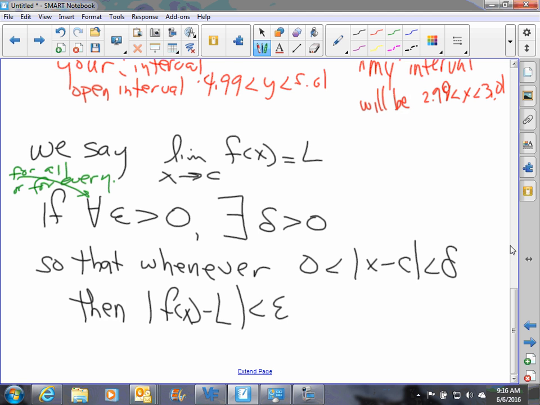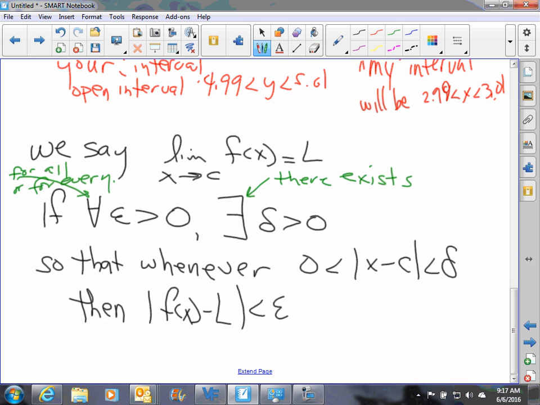The upside down A is what we call the universal quantifier. It works for all. So what we're saying here is this works for all epsilons greater than 0. Any number you choose greater than 0, it's got to work. And this is the existential quantifier, which basically asserts there exists, or there is at least one.